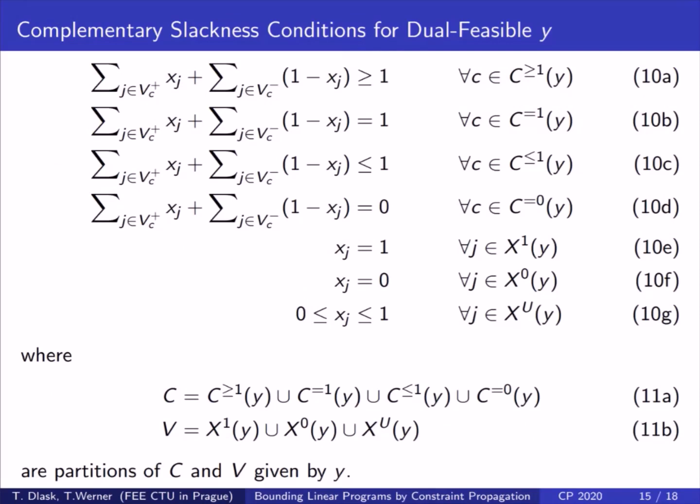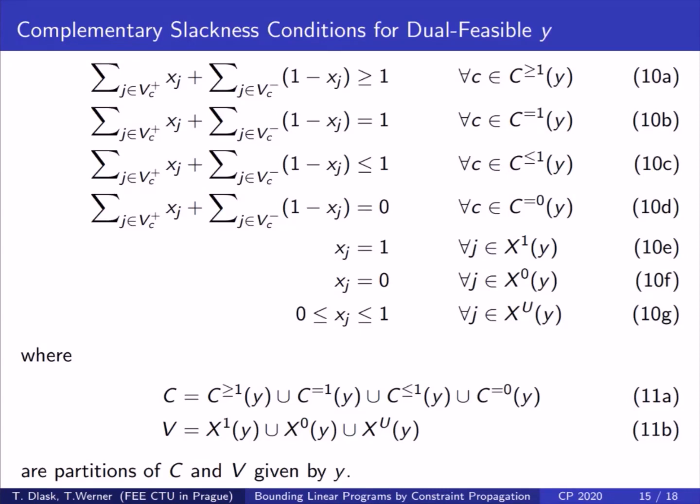Assume that we are in a dual feasible point y, and construct the complementary slackness conditions. After a simplification, these conditions correspond to system 10, where the indexes C and X correspond to partitions of the set of clauses C and set of variables V given by Y.